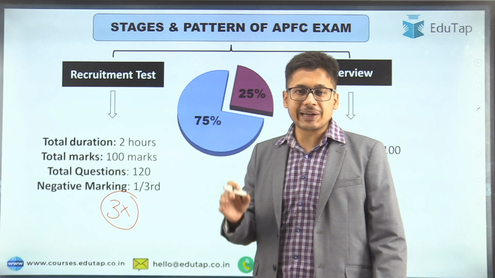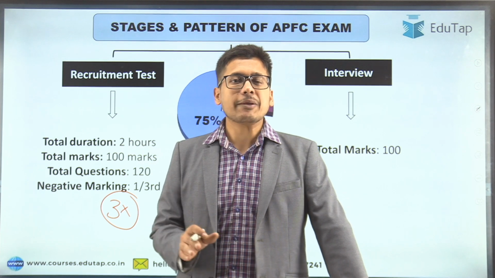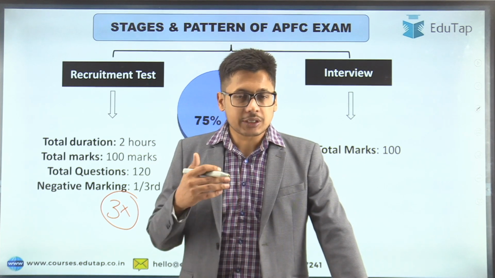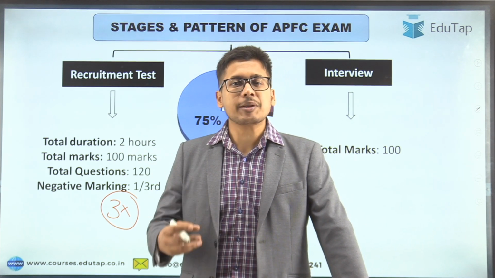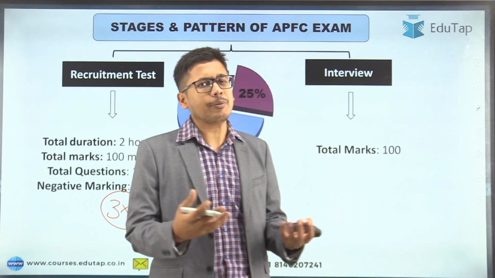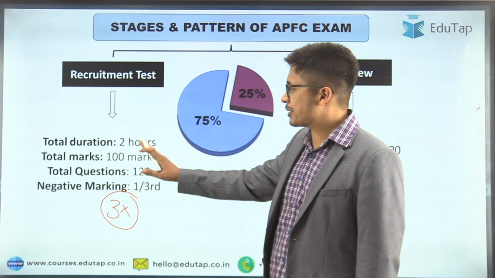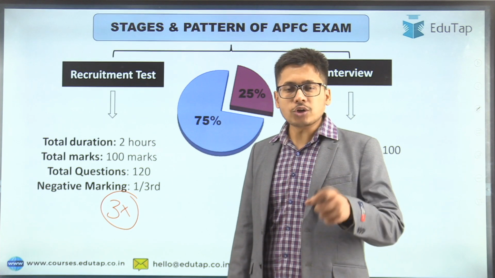How many marks you get in the recruitment test will decide if you will be able to see your name in the final merit list or not. Okay, so it is very important that you score as many marks as possible in the recruitment test, because obviously we are not sure about the interview, how many marks you will be getting there. So how can we make sure that we get maximum marks in the recruitment test? What should be the strategy?